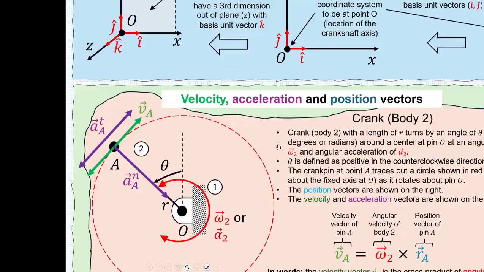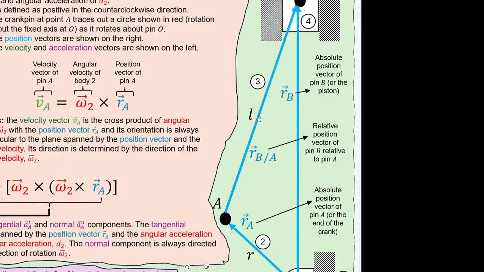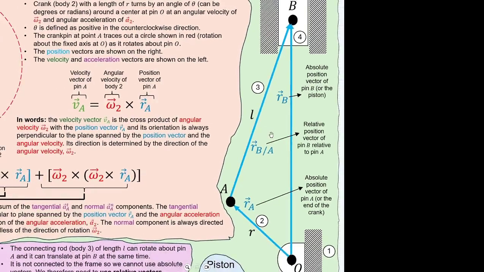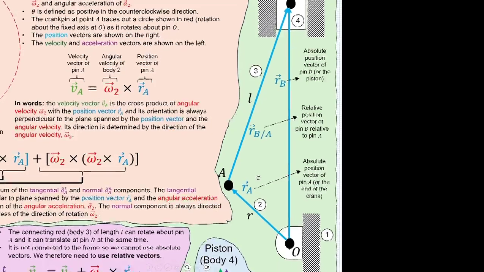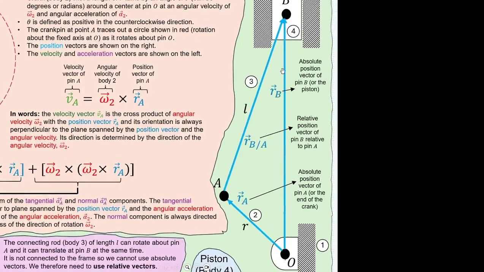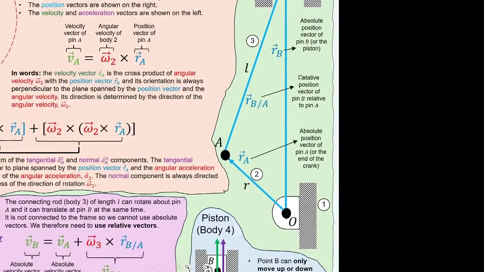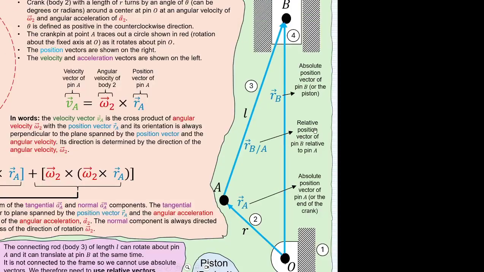Let's now look at different types of vectors, starting with the position vectors. The position vectors are quite easy to understand. They often follow the pattern of the original diagram that we drew. There are 2 types of position vectors involved here. The first is an absolute position vector. For example, RA is a position vector of the crank pin A relative to the origin O. The position vector RB represents the absolute position vector of the pin B or the slider with respect to the origin.